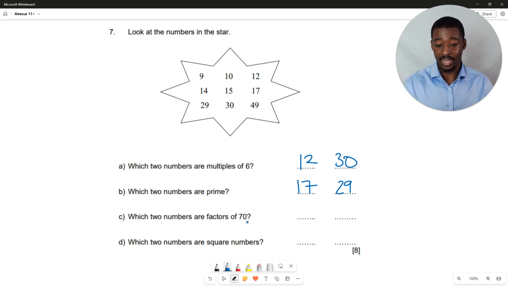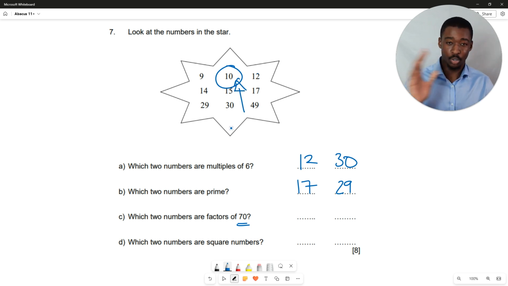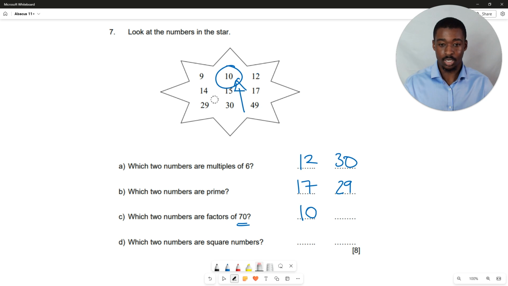So here we're looking for factors of 70. And again, our times tables can help us, because if we use our times tables, we know the first one should be 10, right? Because 10 times 7 is 70, or rather 70 divided by 10 gives us 7, remainder 0, no remainders. So our first one should be 10. And what about our second one? Well, let's go through the numbers. It's not going to be 12, right?